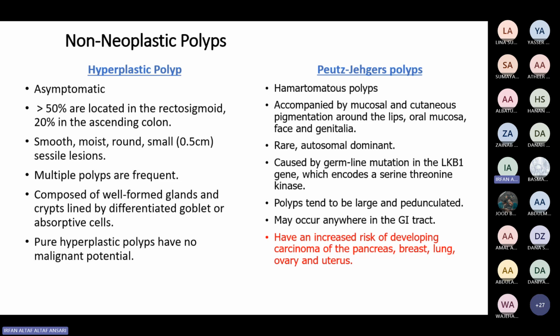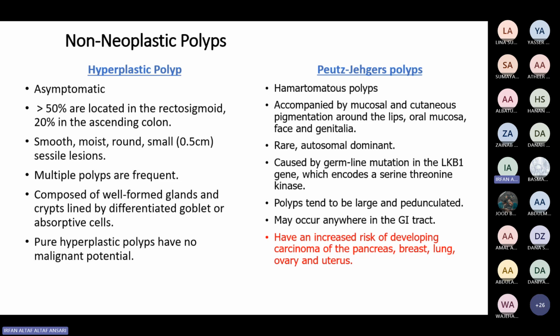They just appear as a small protrusion into the mucosa. A non-neoplastic hyperplastic polyp can be multiple. Histologically, it is composed of well-formed glands and crypts lined by differentiated goblet or absorptive cells. Pure hyperplastic polyps have no malignant potential, so these hyperplastic polyps cannot be transformed into malignant ones. Asymptomatic, more common on the left side than the right side of the colon. On gross or endoscopic examination, they look smooth, moist, round. They are small in size. They could be multiple.